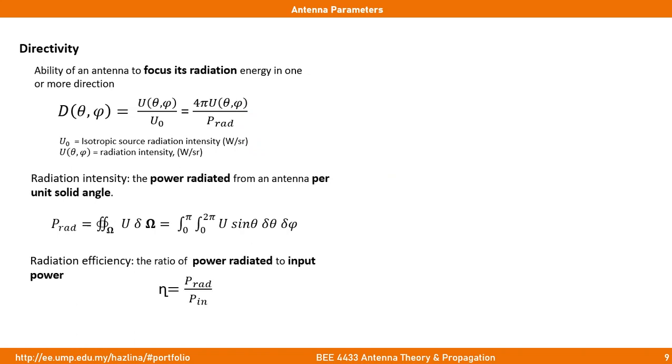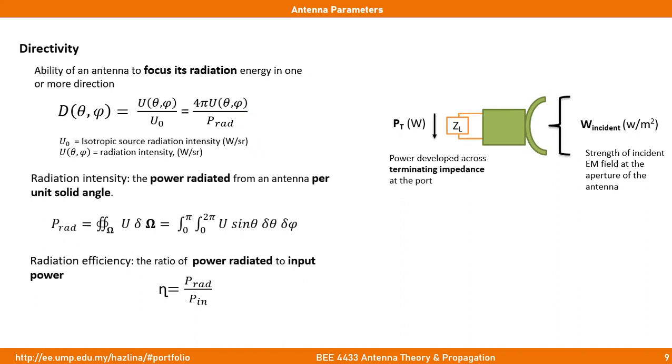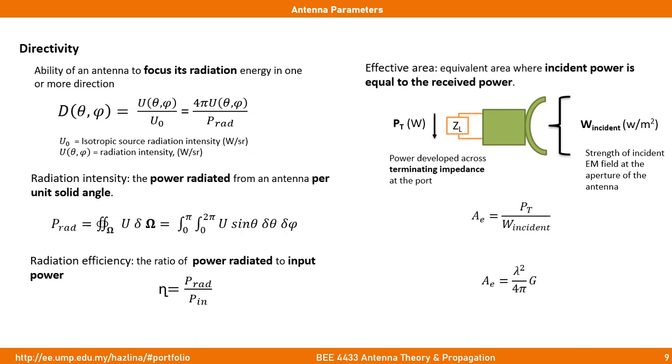Radiation efficiency is the ratio of power radiated to the input power. Effective area of an antenna is the equivalent area where incident power is equal to the received power. Mathematically, it can be described as effective aperture, as shown here.